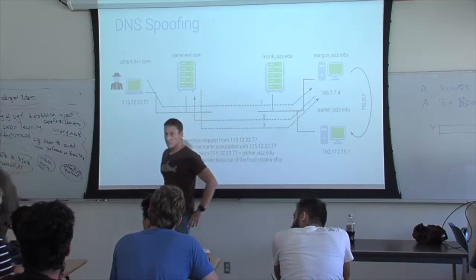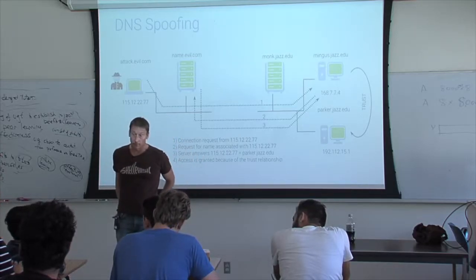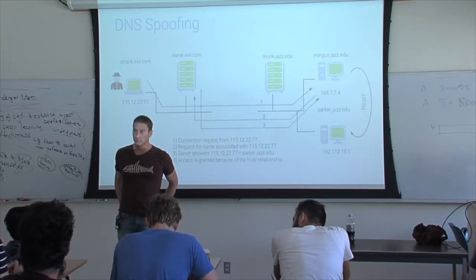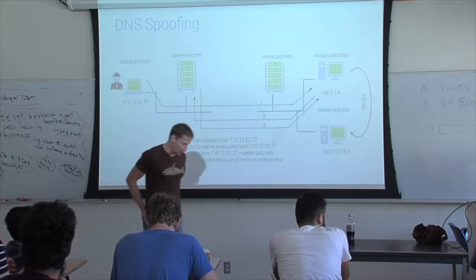Yes? Does the DHCP server have any way of authenticating who it gives an address to, so that I can't pretend to have someone else's IP?